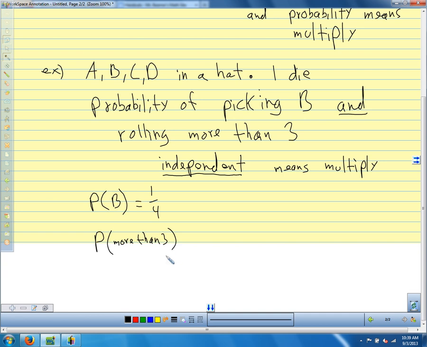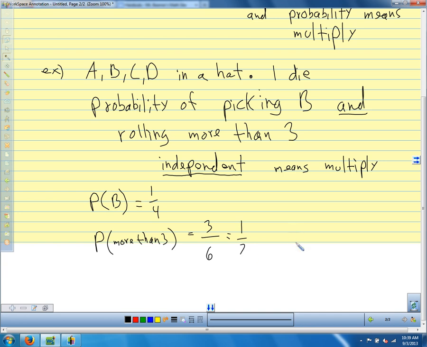Probability of more than 3. So if we roll one die, what's the probability that we get a number more than 3? How many numbers are more than 3 on a regular die? 4, 5, and 6. So that would be 3 out of what's our total? 6, and I can reduce that to 1/2.